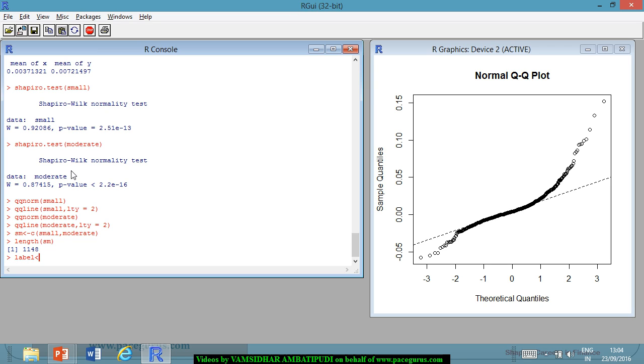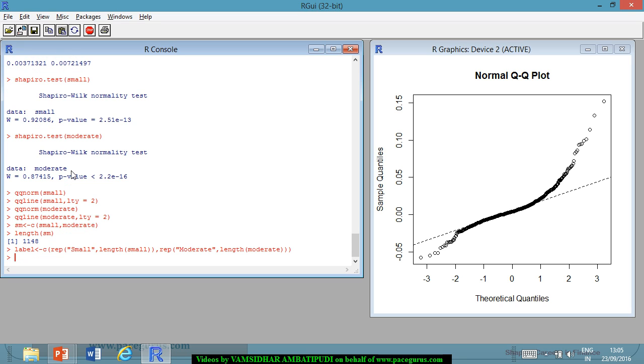Now we have to keep their names intact. That's where I'll use a variable called label, wherein I'm repeating the word small. How many times I should repeat this depends on the length of small, which I found out. So I'll repeat small length of small number of times, and then repeat moderate length of moderate number of times. That's how my labels get repeated. Now I have got the labels.